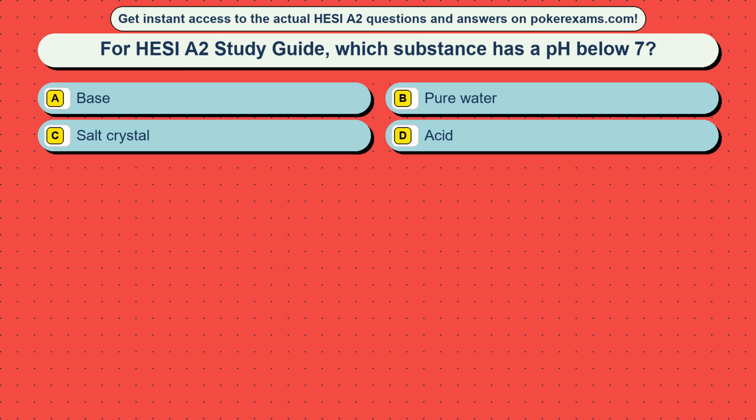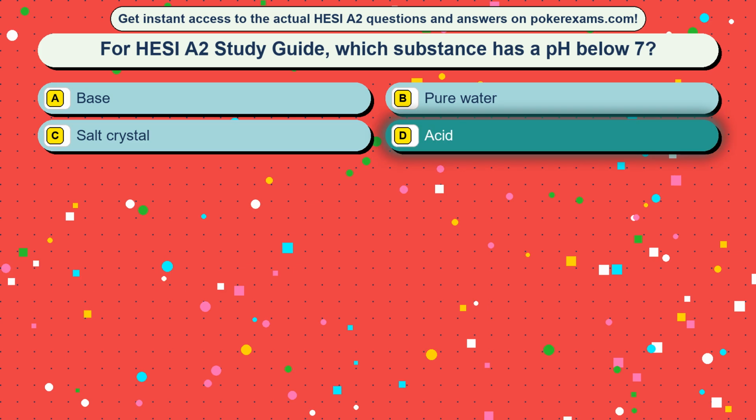Question 2. For HESI A2 Study Guide, which substance has a pH below 7? Option A, base. Option B, pure water. Option C, salt crystal. Option D, acid. The correct answer is option D, acid.